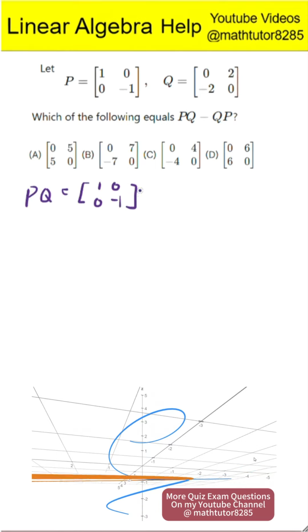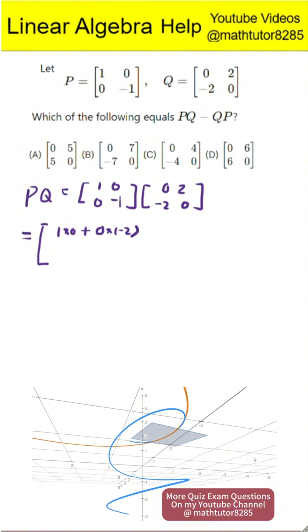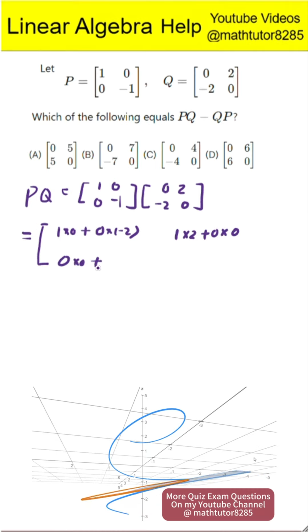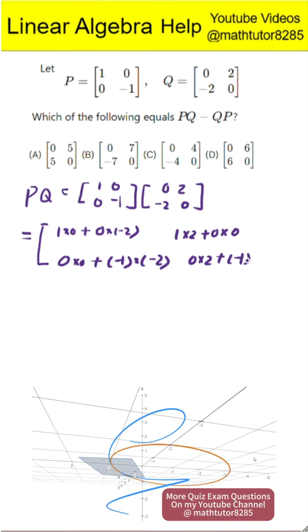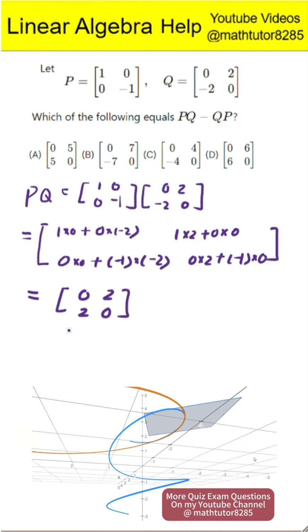Multiply P and Q. The first row of P is 1 and 0. Multiplied with the 2 columns of Q gives 0 for the first entry and 2 for the second entry. The second row of P is 0 and -1. Multiplied with the 2 columns of Q gives 2 for the first entry and 0 for the second entry. So the product P times Q is the matrix with first row 0 and 2, second row 2 and 0.